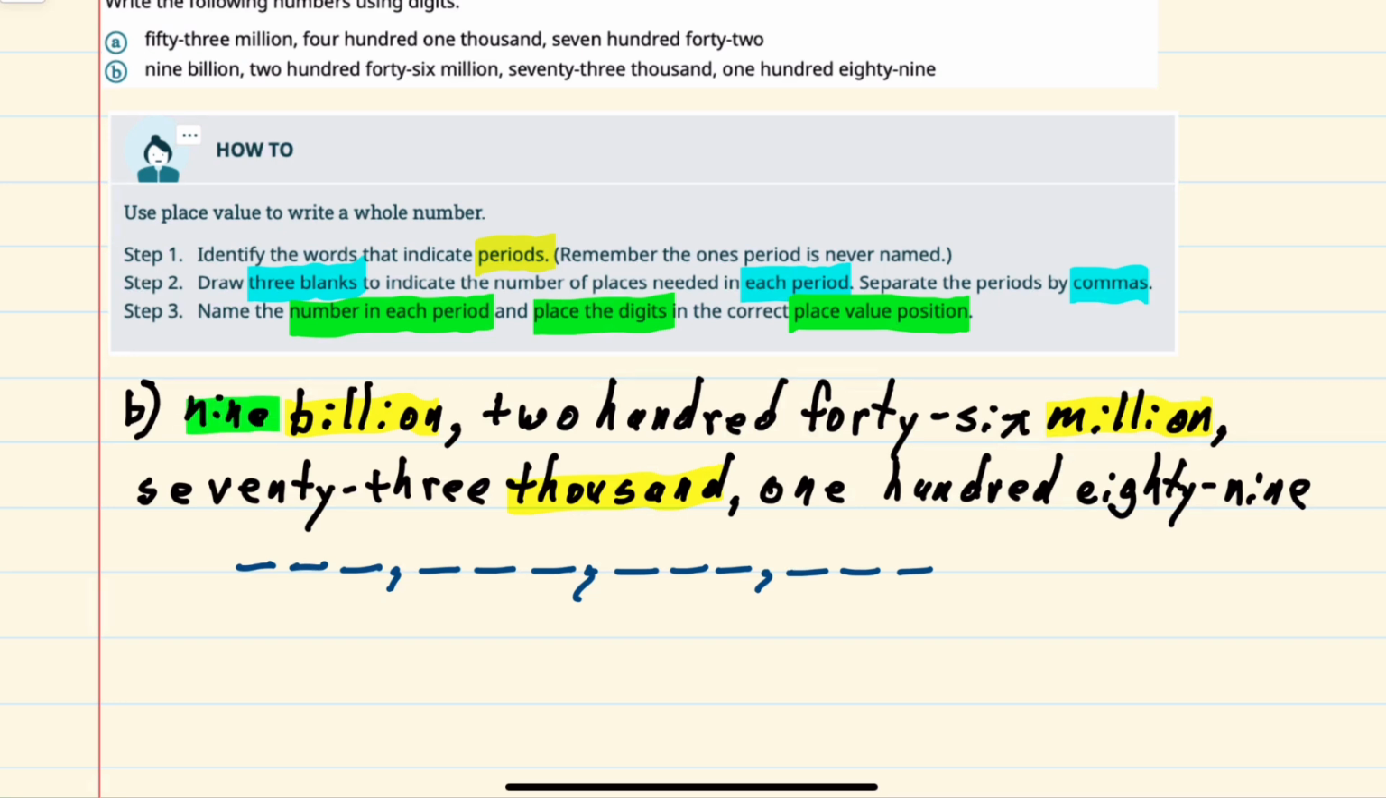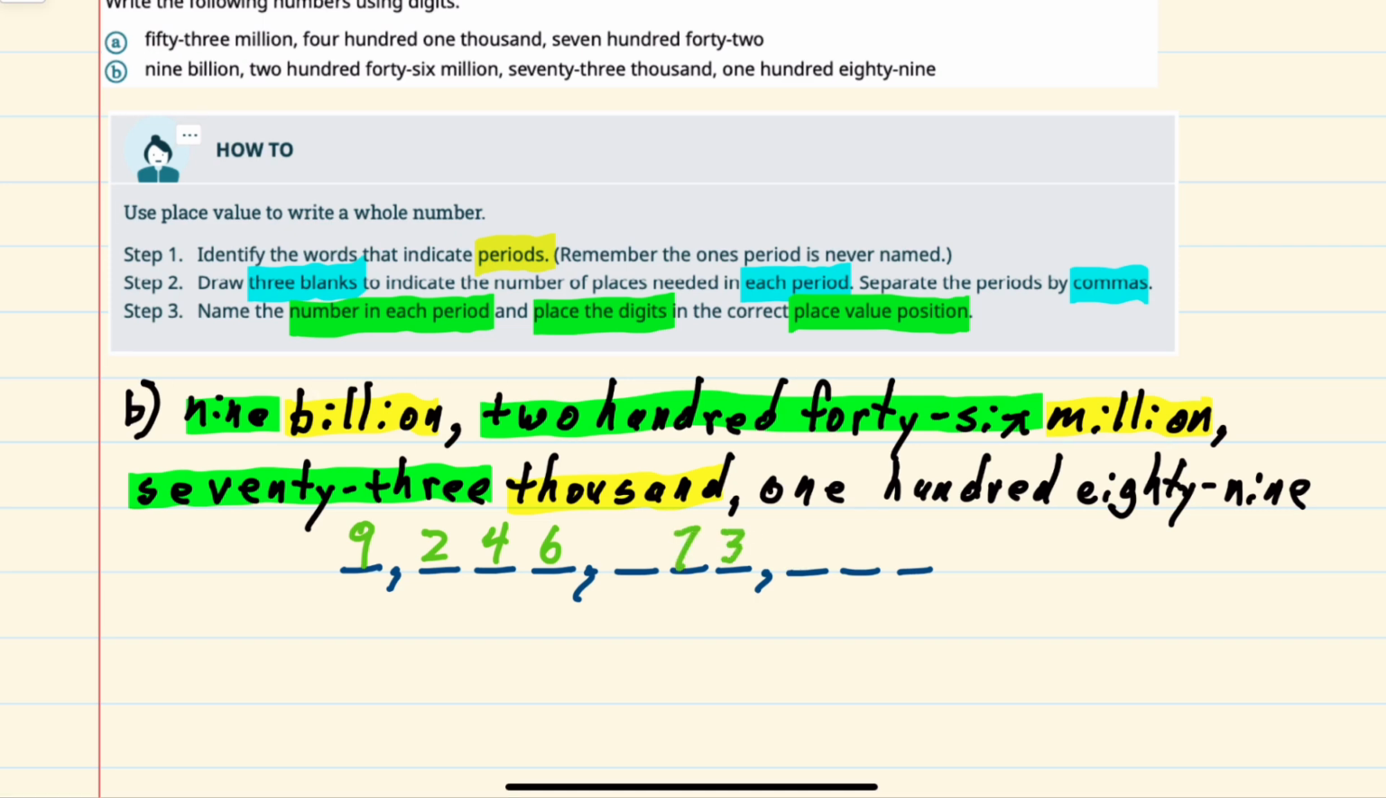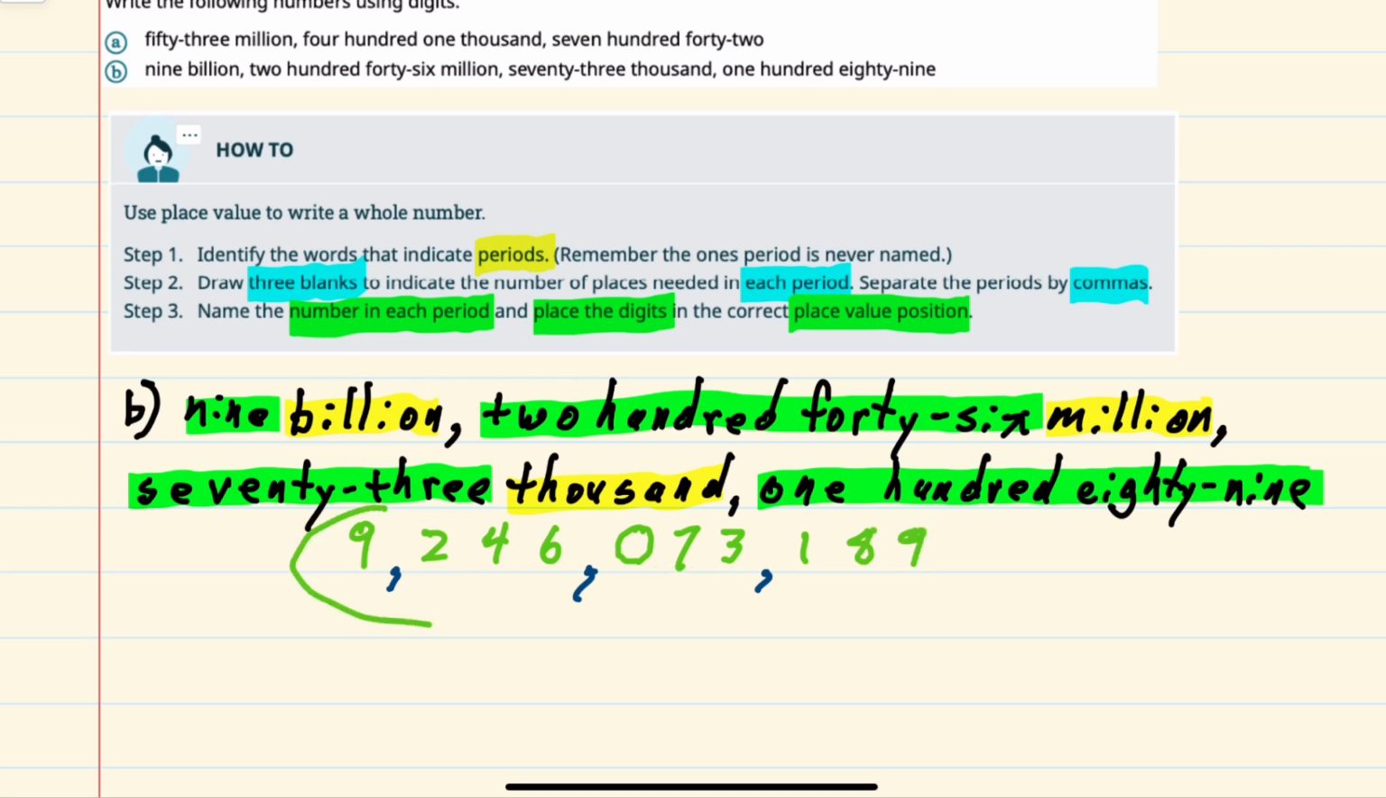So first, 9 billion. In the billions, we only have the number 9, so I won't need those first 2 blanks. Then 246 million. So in the millions period, which is next, 246, followed by 73 thousand. So in the thousands period, I only have the number 73, so I would need to include that 0 as a placeholder. And then for the ones period, we have 189. So our number in digits is written out here.